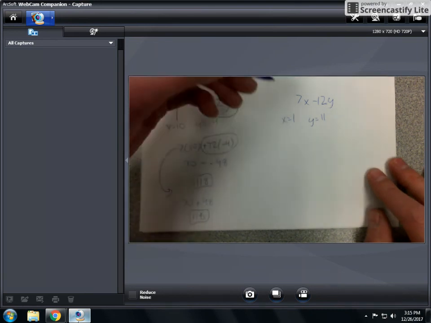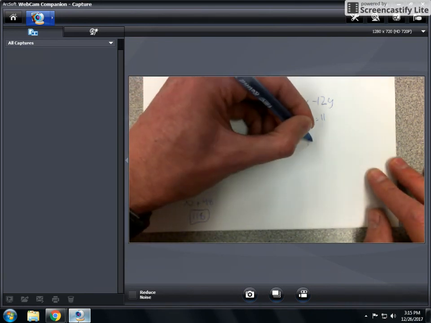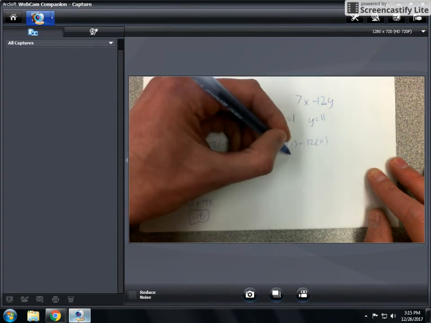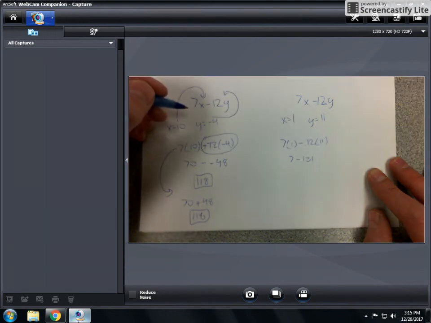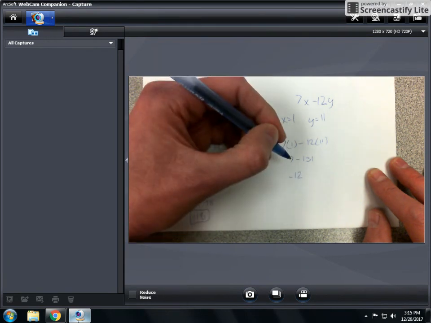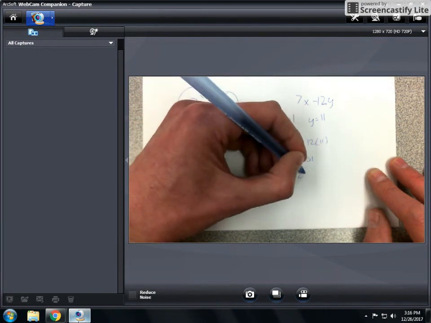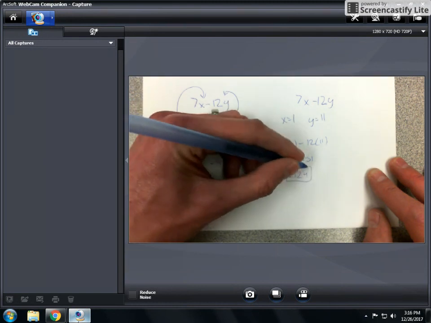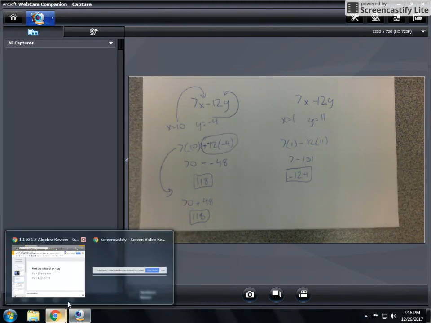For the other one then, same idea. We can replace x with 1. We can replace y with 11. And you'll get 7 minus 131, which is going to give you negative 120 something. Boy, my brain just kind of went. It's going to be negative 124, I believe. And there we go. So you will have problems in your assignment that ask you to do some substitution.